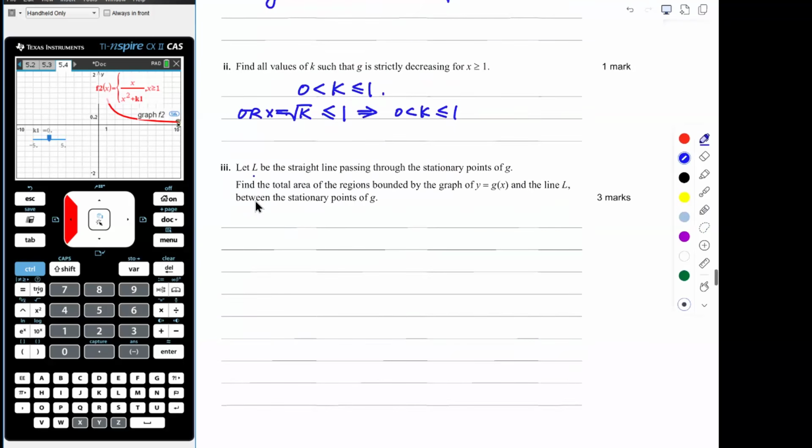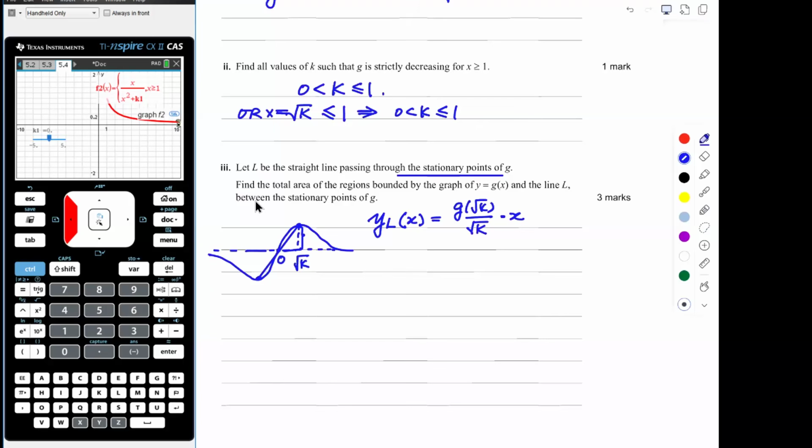Okay, let L be the straight line passing through the stationary points of G. If you look at the shape of the graph, it's a wavelet shape. I would like to get a straight line, so it must go through the origin. And this is root k. Therefore, first I will define the line y_L of x, which is like the rise over run. So we will have g of root k divided by root k times x.